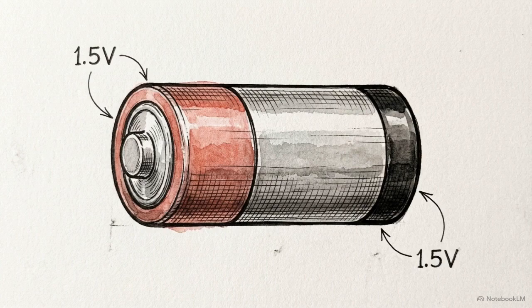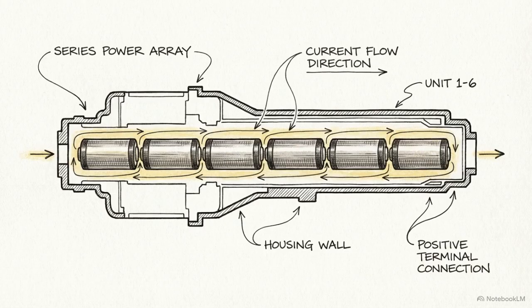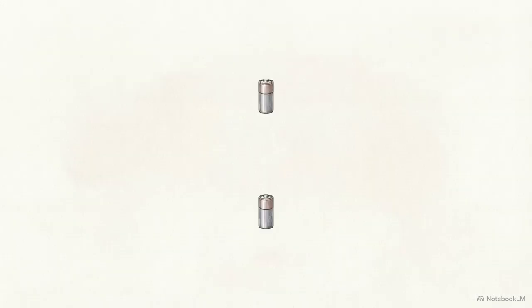A single AA cell provides 1.5 volts. That isn't enough pressure to power a high-intensity LED flashlight. To reach the required threshold, engineers use a series connection. In this layout, the positive terminal of one cell touches the negative terminal of the next. This creates a single continuous chain.